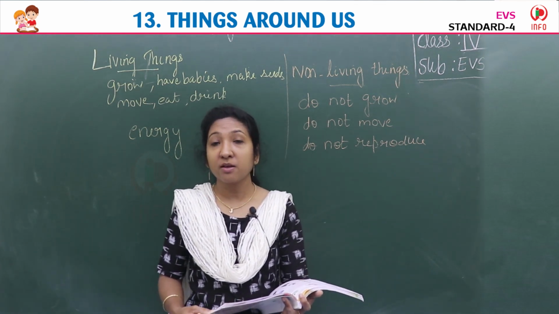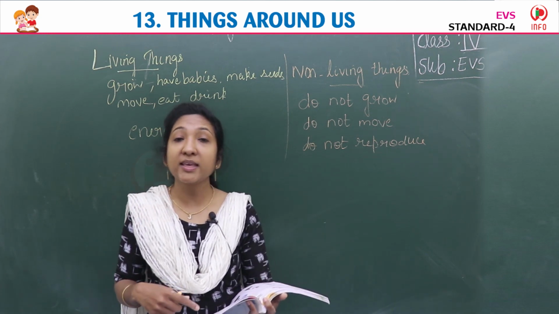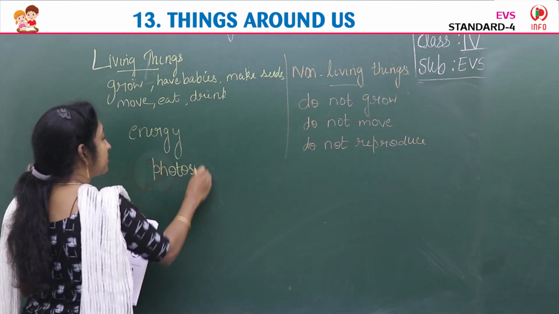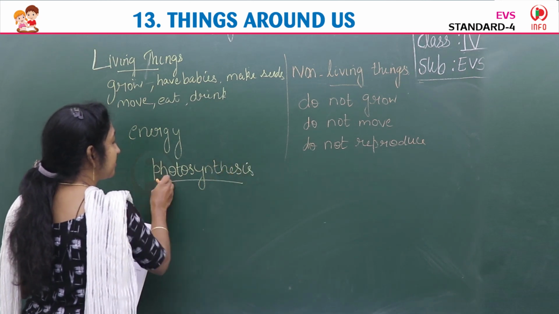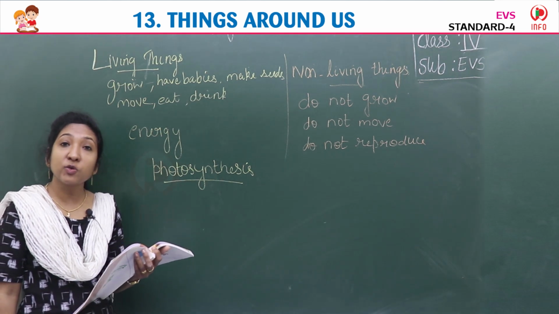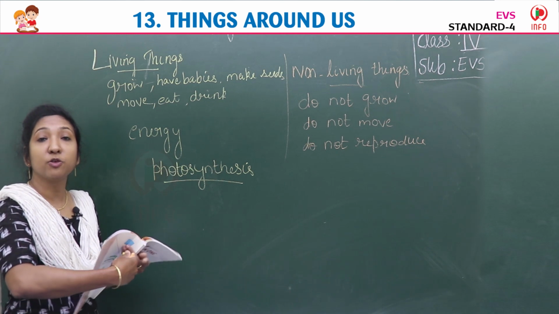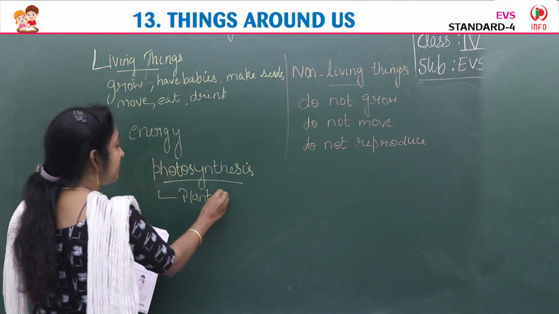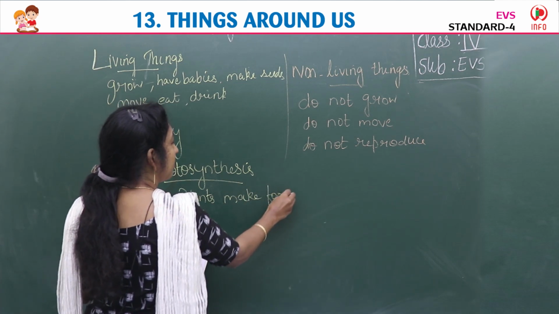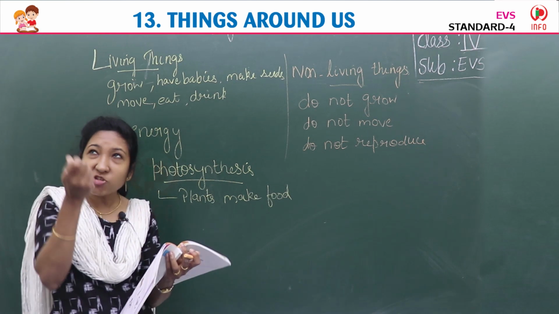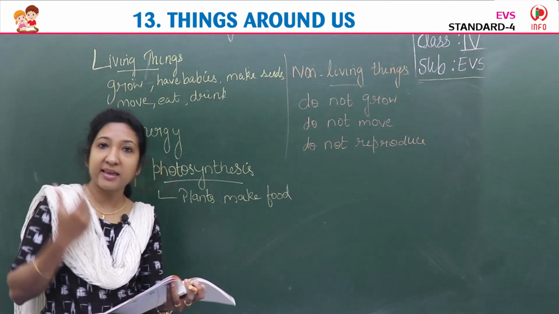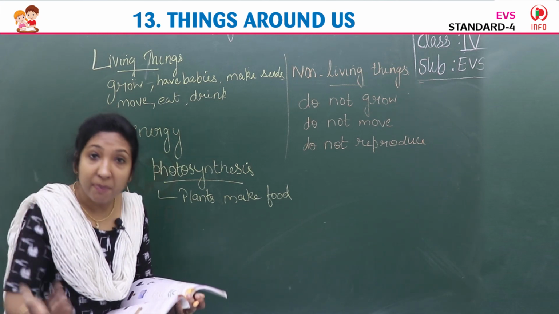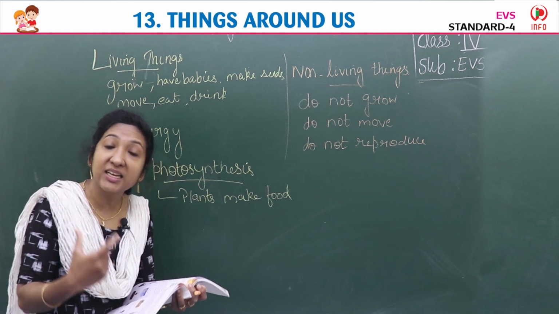How do plants get energy? They prepare their own food using a process called photosynthesis. Photosynthesis, we say. It's very important, children. This is the method by which plants produce their own food. So plants make the food. But how? By the process called photosynthesis. How? By trapping or catching the energy from the sunlight. So plants use sunlight, air and water to prepare their food. Or we say these are the food plants need to grow.